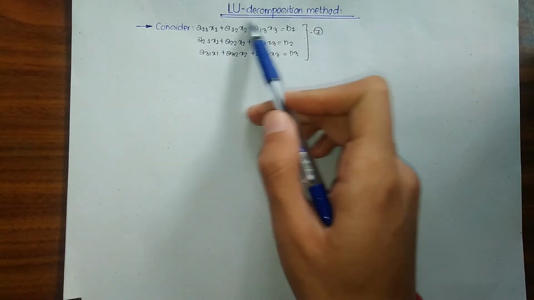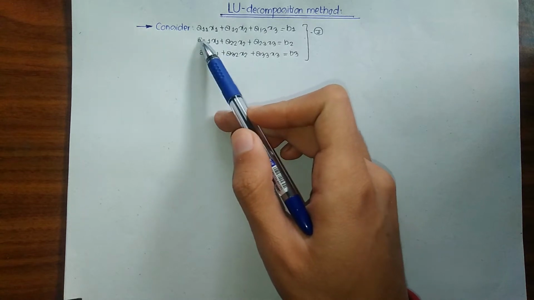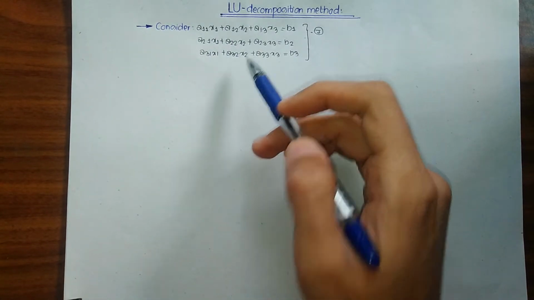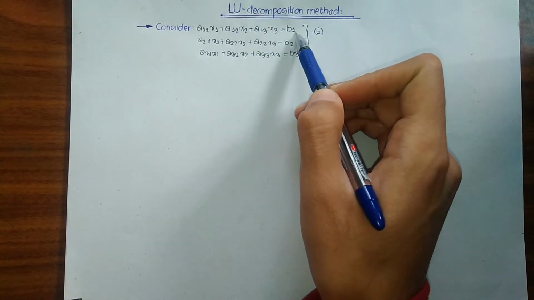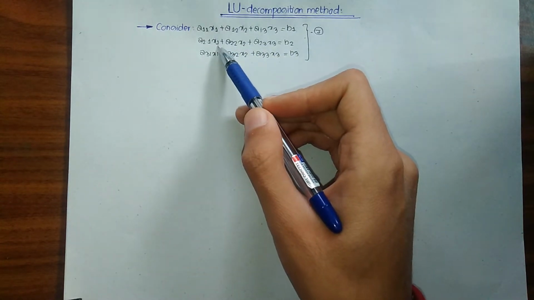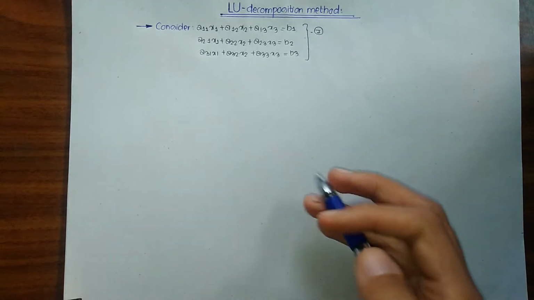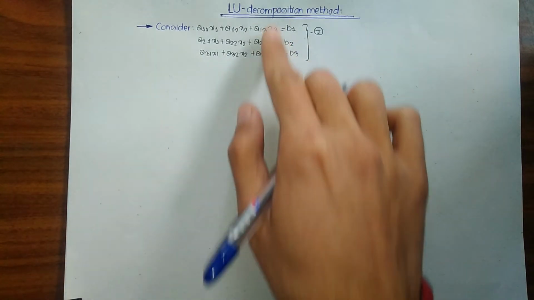So right now, let's talk about LU decomposition method. As you can see here, I have a system of linear equations. I have here a11 x1 plus a12 x2 plus a13 x3 equals b1. We have x1, x2 and x3, three variables, and we need to solve this by LU decomposition method.